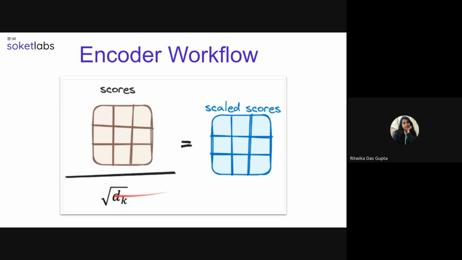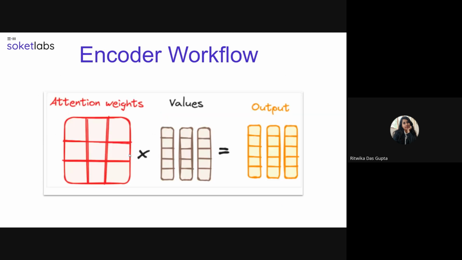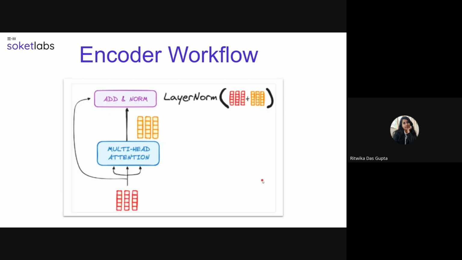For that, we divide it by the square root of the dimension of the query and key vectors, and the final scaled matrix is formed. This final scaled matrix passes into softmax, because softmax will scale it into zeros and ones, and the higher scores will get higher and the lower scores will get suppressed. The attention weight is then multiplied with the value weight to get the final output. So this is how multi-head attention works.